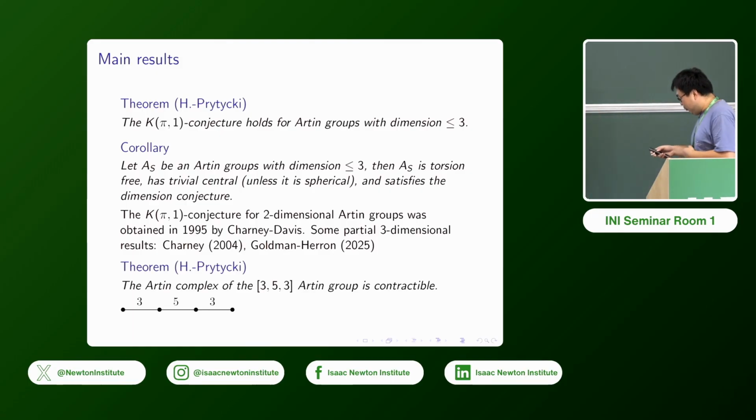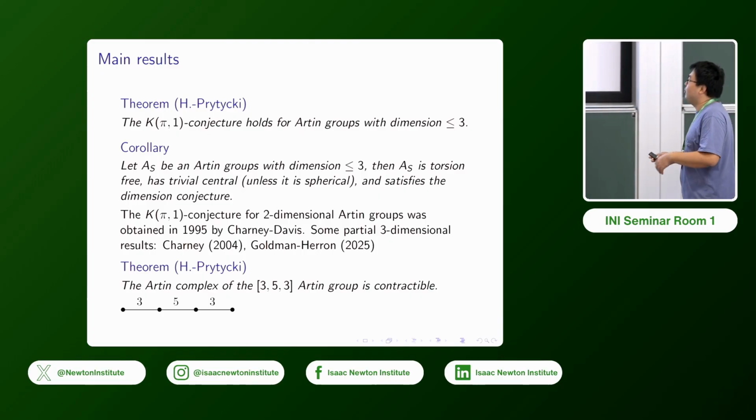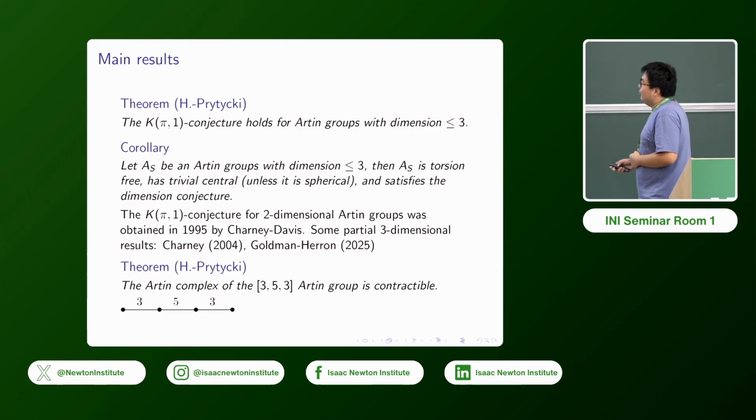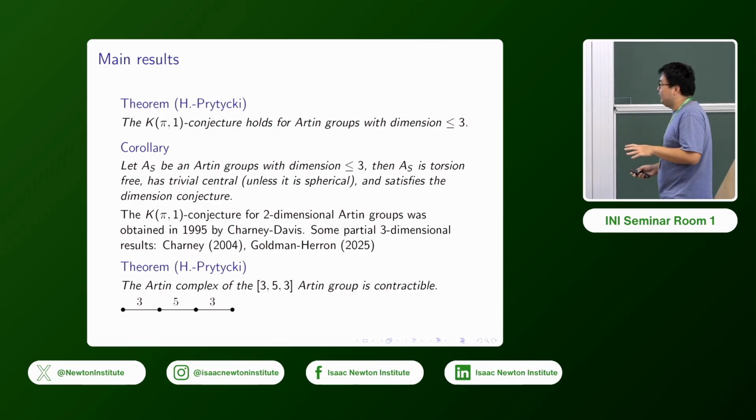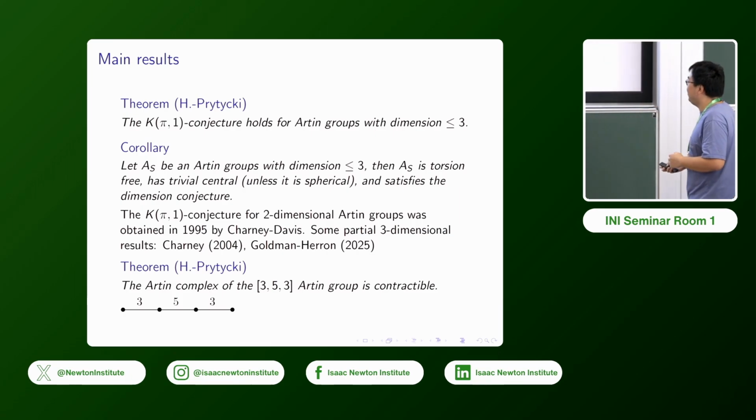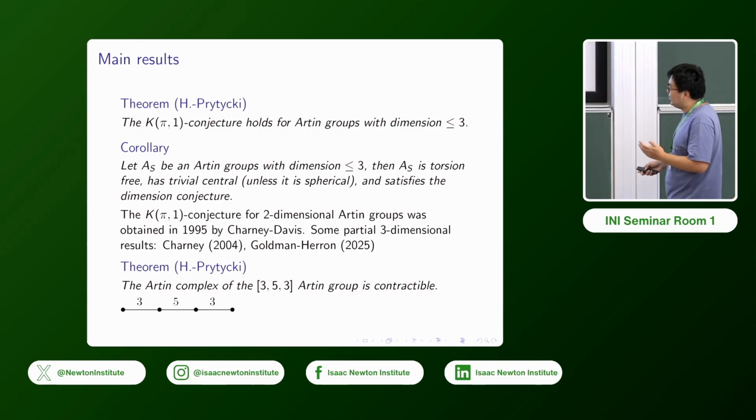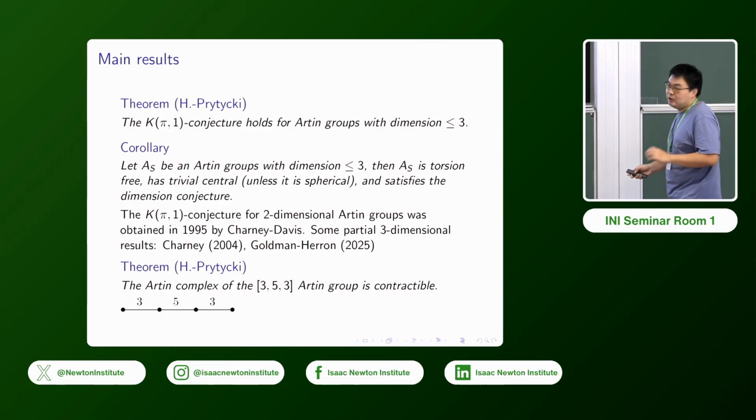Now in the rest of this talk, I want to explain some of the ideas which go into the proof of the theorem. We're going to prove the theorem in two steps. The first step, where most of our effort goes, is to prove the K(π,1) conjecture for a single Artin group. Basically, the major step is to show the Artin complex of the 353 Artin group is contractible. A 353 Artin group just means the Artin group has the Coxeter diagram like this. Let me remind you that if two vertices are not joined by an edge, it means they commute.